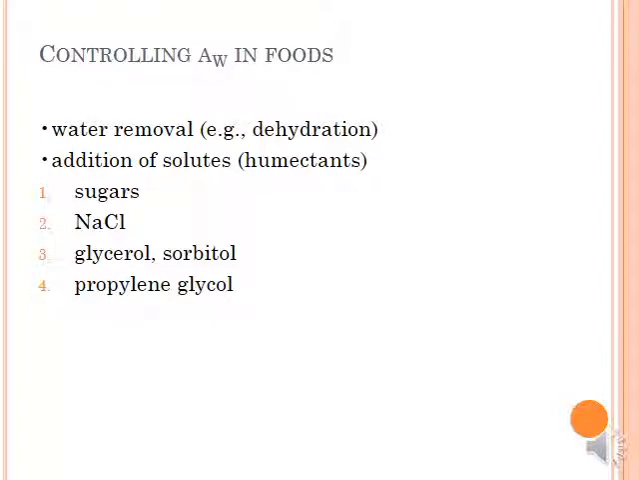To sum up, in order for us to control water activity in food to prolong the shelf life, we remove the free water, either using techniques like dehydration, drying, freezing, or we can add humectant. Examples of humectants include sugar, sodium chloride, glycerol, propylene glycol. And that ends our first learning unit.